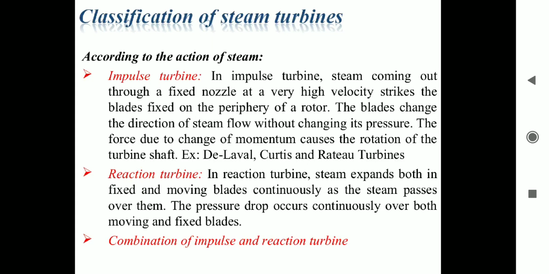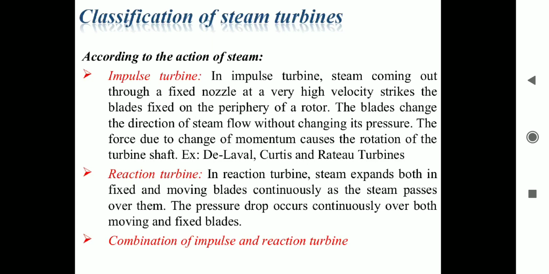It's called an impulse turbine. In an impulse turbine, the steam coming out through the fixed nozzle at very high velocity strikes the blades fixed at the periphery of the rotor, and the blade changes the direction of the steam flow without changing the pressure. The force due to the change of momentum causes the rotation of the turbine shaft. Examples of this turbine are the Curtis turbine and the Rateau turbine.